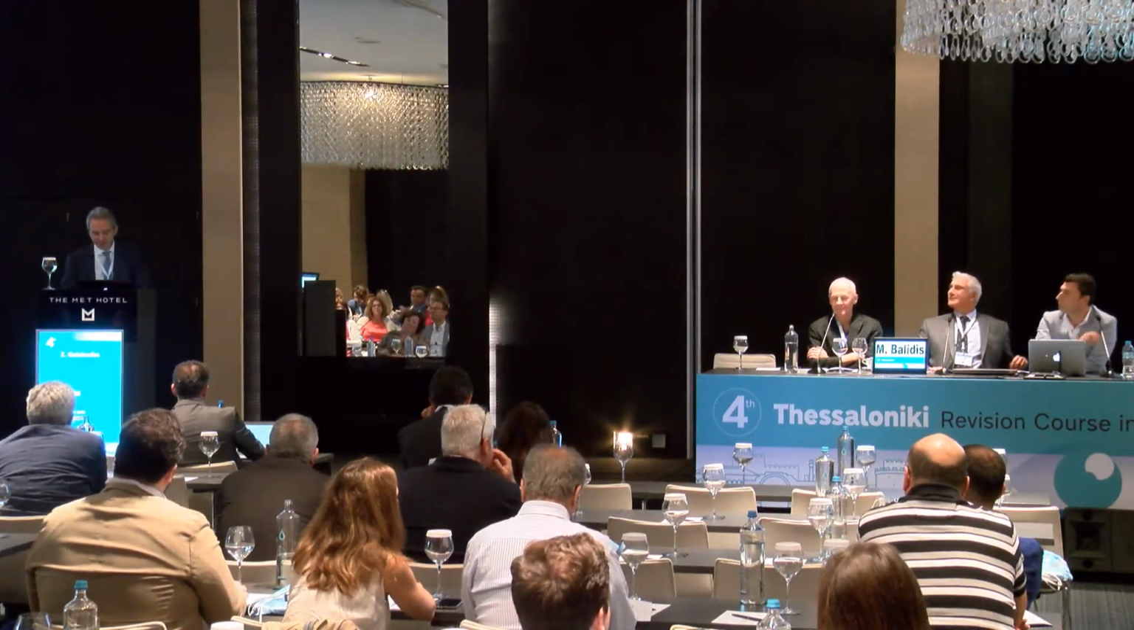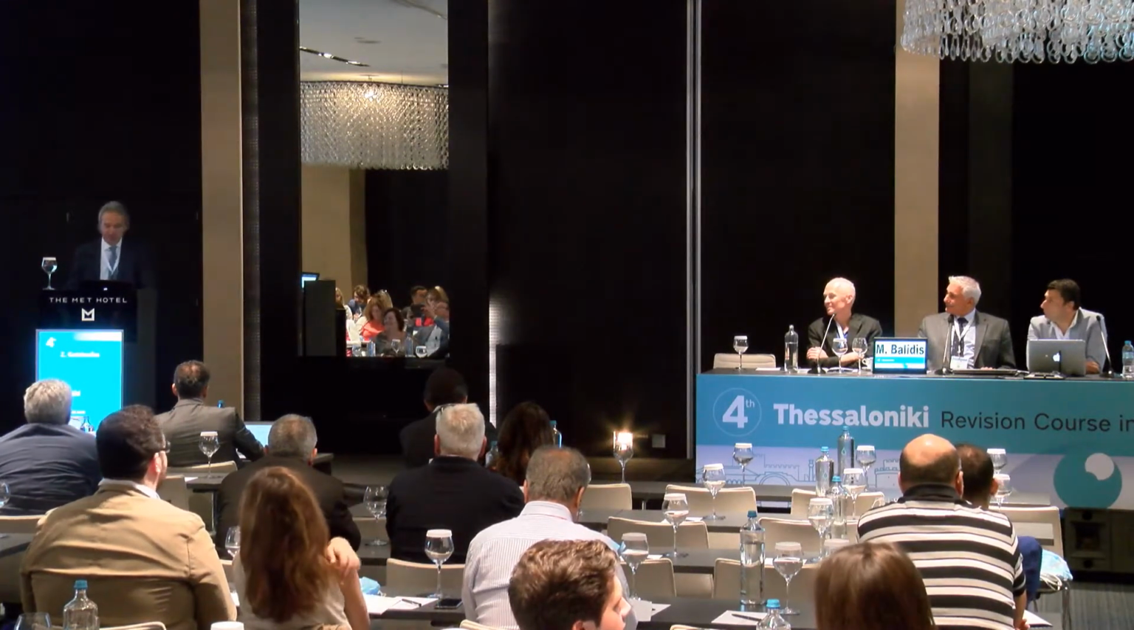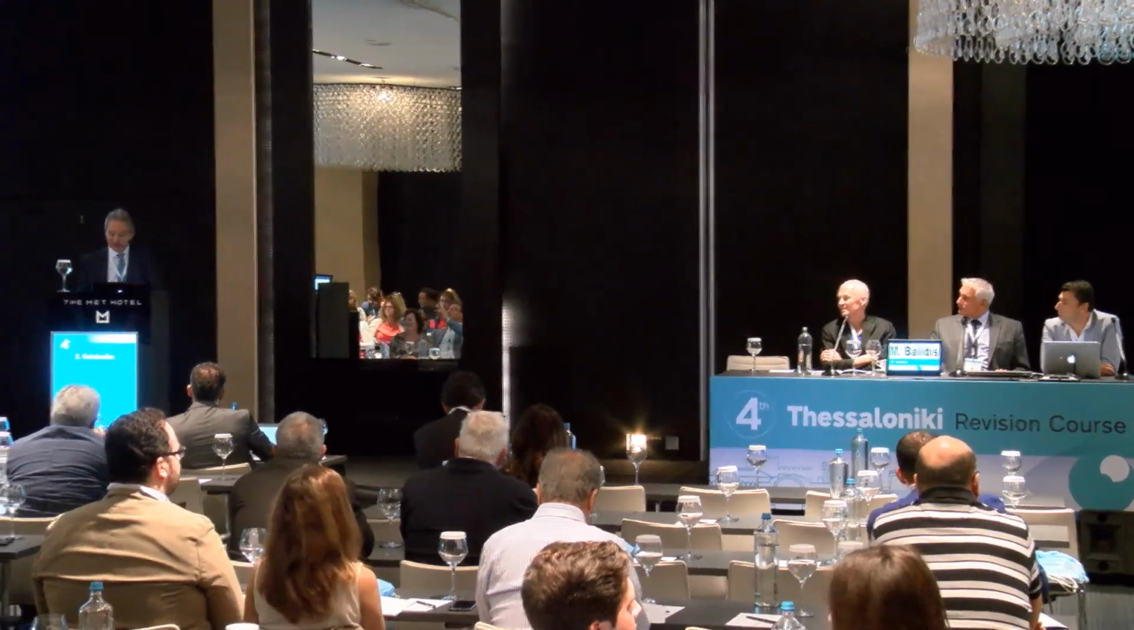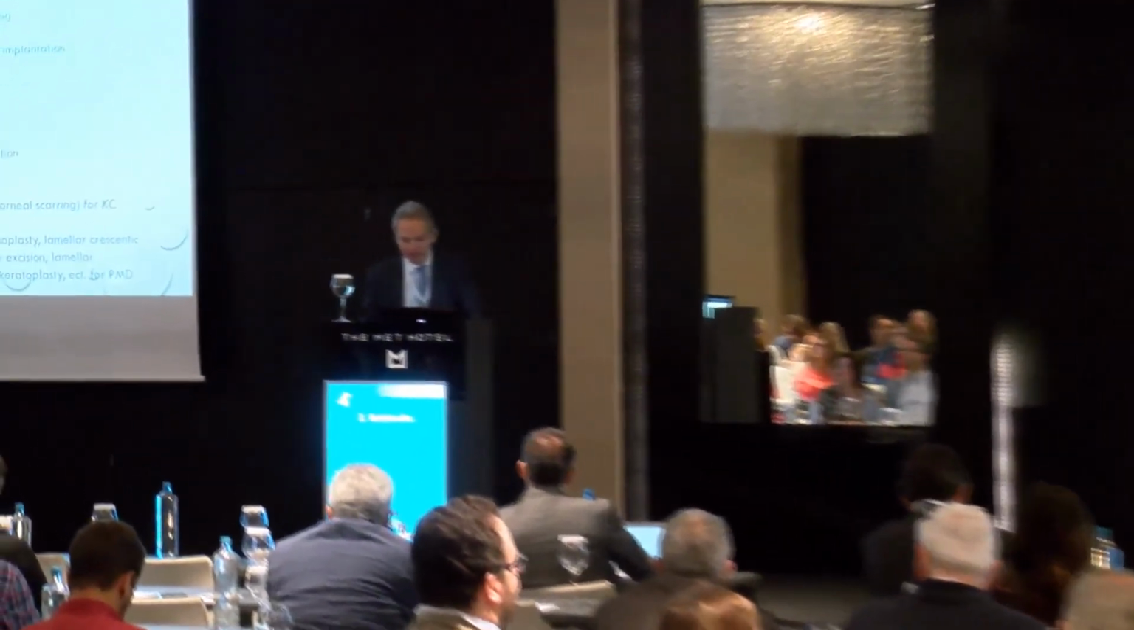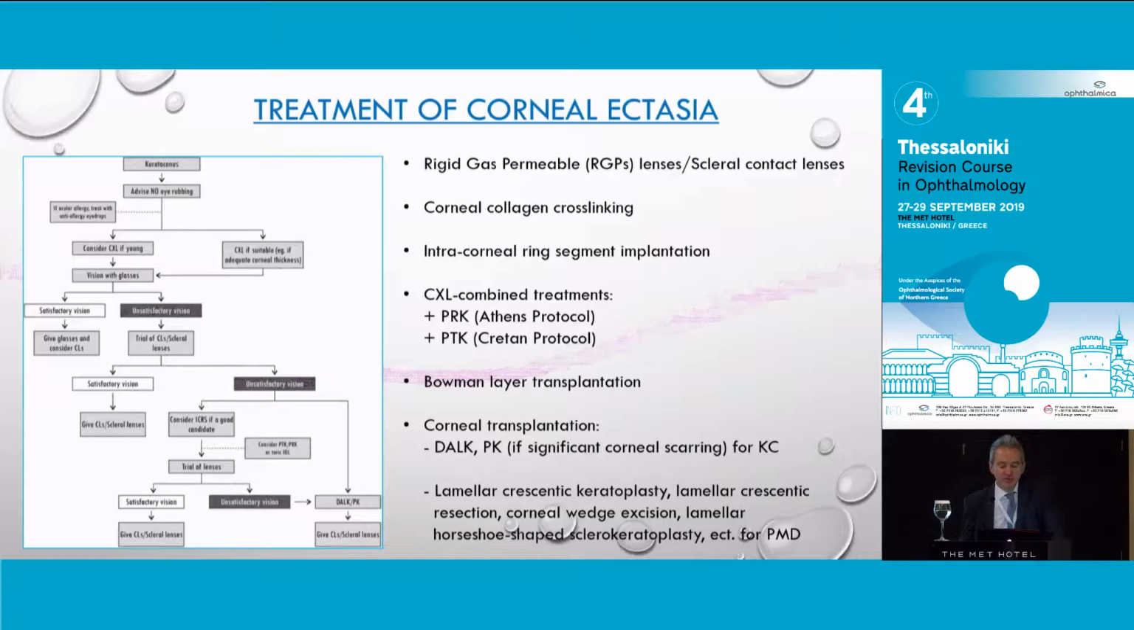So I will finish off with a suggested algorithm for approaching corneal ectasia treatment. The first step would be to try rigid contact lenses, scleral contact lenses. There are certain patients who are not happy with that. So the next step, in patients with stable keratoconus, corneal ectasia, is to improve visual acuity.